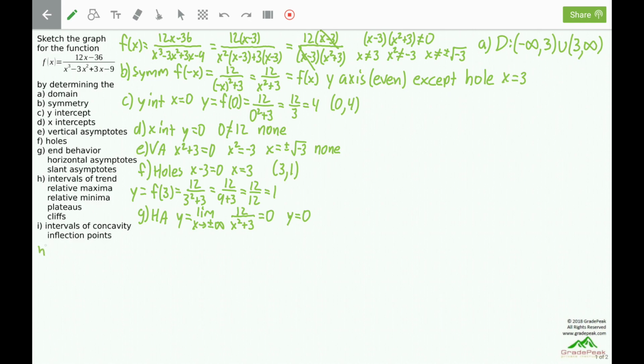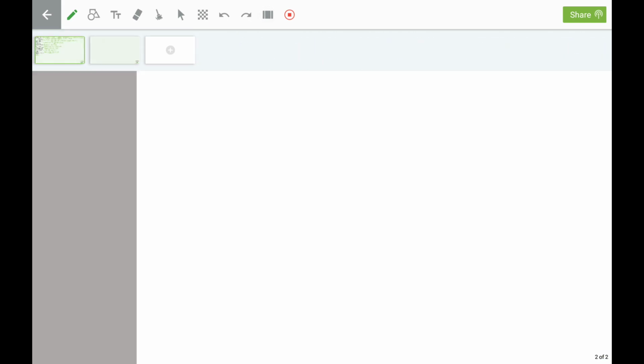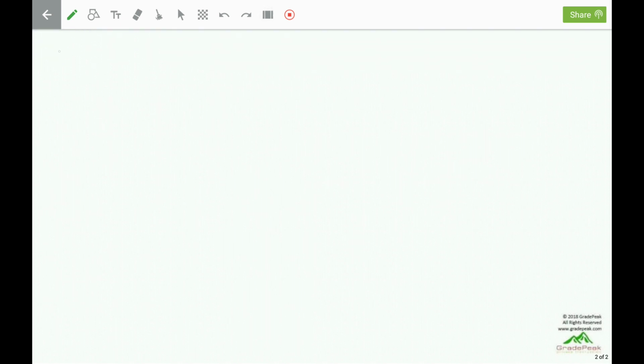For part H, we want to determine the intervals of trend, relative maxima, relative minima, plateaus, and cliffs. All of this will involve the first derivative, f prime of x. We can take the first derivative from the canceled version of f of x. We will need a little bit of room for this, so we can work this out on another page. The canceled version of f of x is 12 divided by x squared plus 3. So it is a fraction, but no quotient rule is needed since the numerator does not have an x at all. It is just a constant.